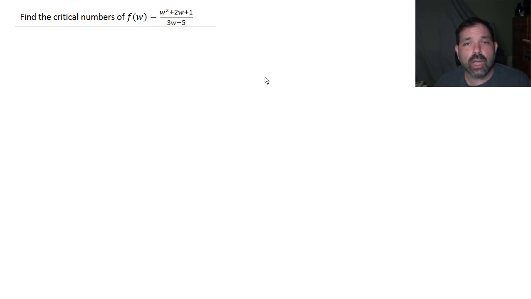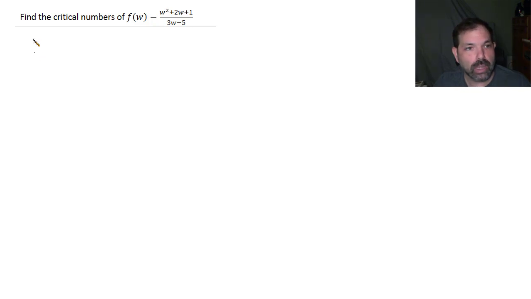Find the critical numbers of f of w equals w squared plus 2w plus 1 divided by 3w minus 5. So here we have a rational function, and we should immediately be able to determine that the domain has a restriction, right? The domain is not all real numbers. In particular, the denominator cannot equal 0.